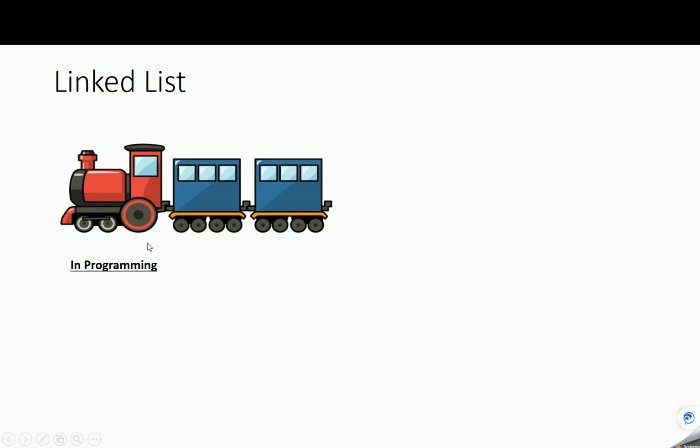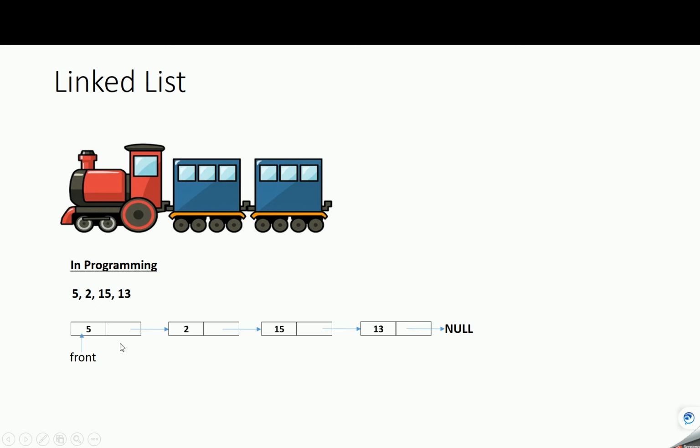Similarly in programming, we'll have a lot of data, and each of these data will be connected to another, similar to how one coach is connected to another coach. When we represent this data using a linked list, it will look like this, where each data will be represented using a box, and this box will have two parts. One will have some value, and another will be connected to another box. So each data is represented using a box, and one box is connected to another box.